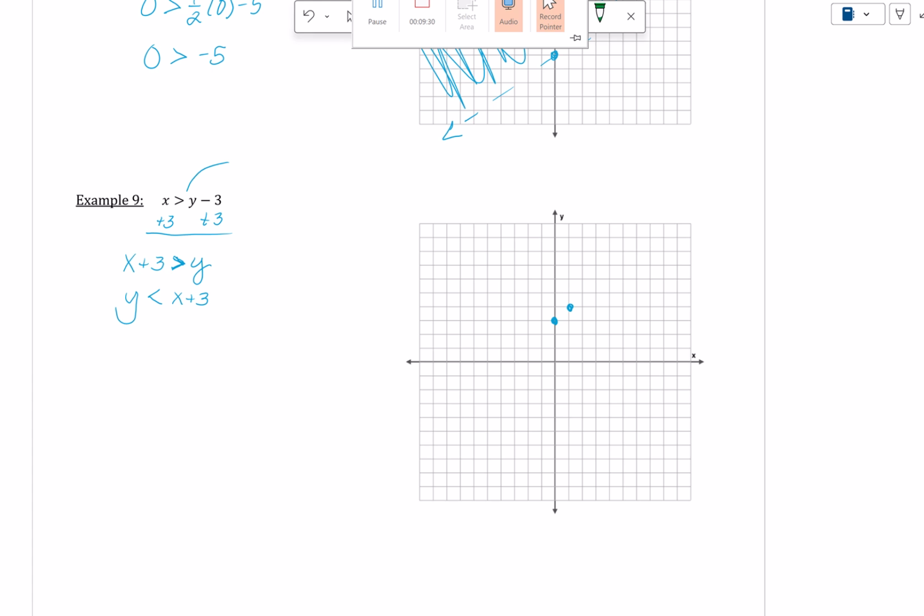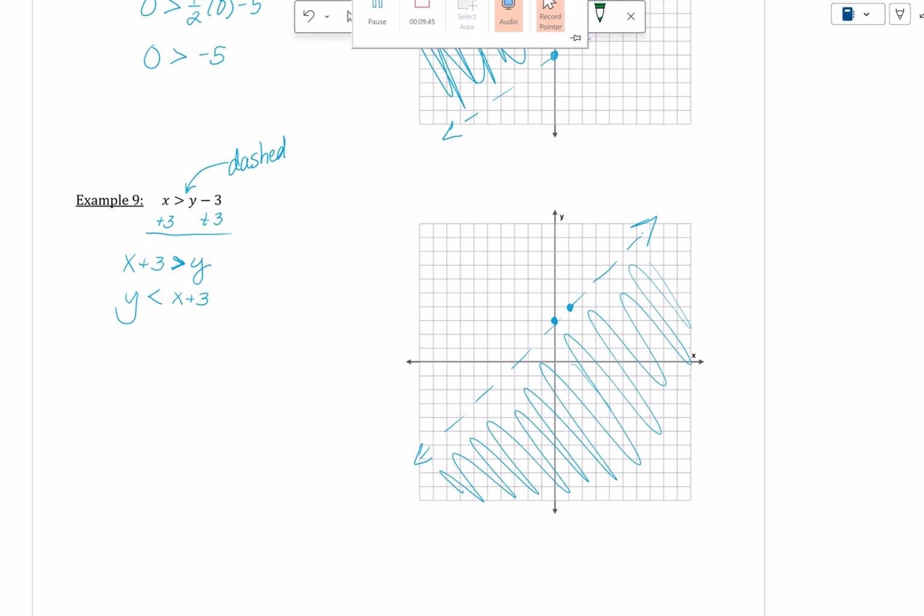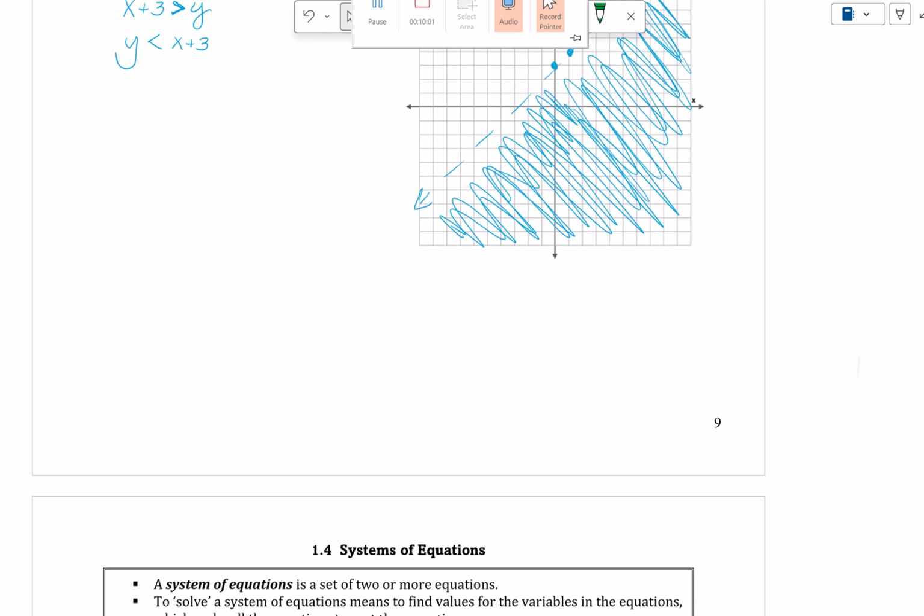Again, this is dashed, so I'm not including it, and I do my dashed line. And since it's less than, I know it's going to be below that line. And again, if you want to pick a point and include it to check, you could also do that method if you forget at any time that greater than is above, and less than is below. Right, that's it. Let me know if you have any questions.